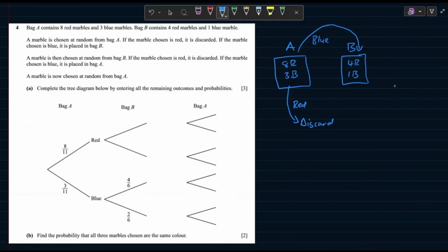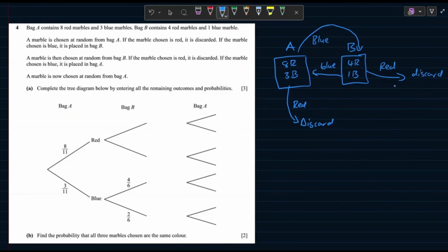If the marble chosen is red, so if we pick red from here, we discard. And then if the marble chosen is blue, it's put in bag A. So if we pick blue, okay. And then a marble is now chosen at random from bag A. Complete the tree diagram below by entering all the remaining outcomes and probabilities.